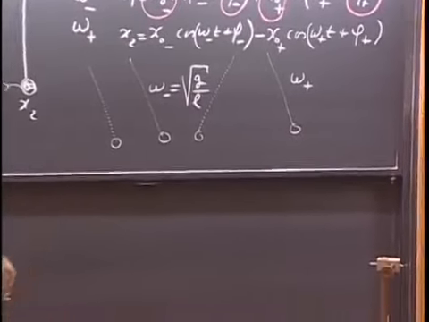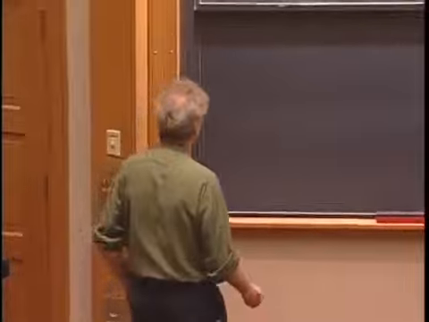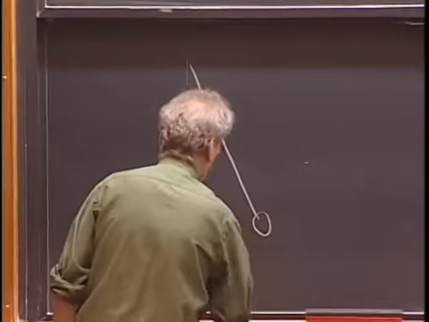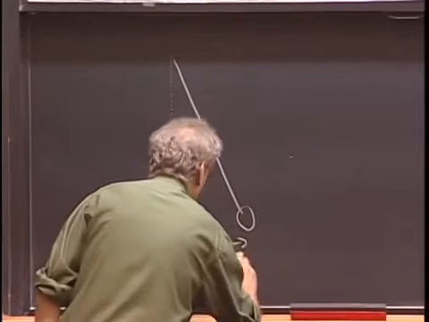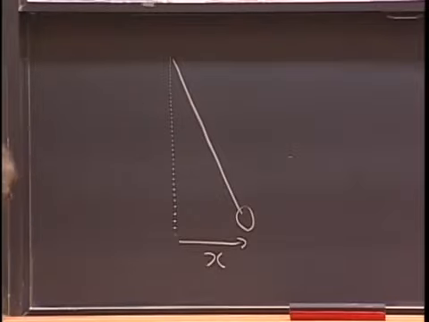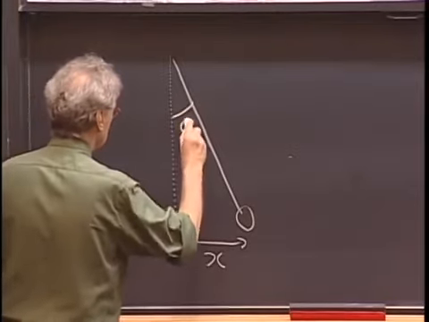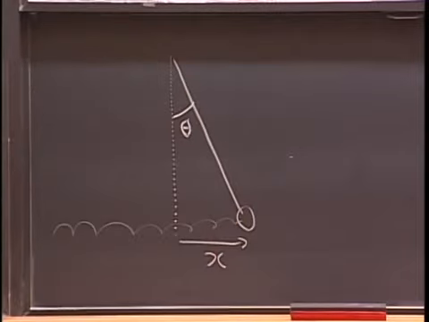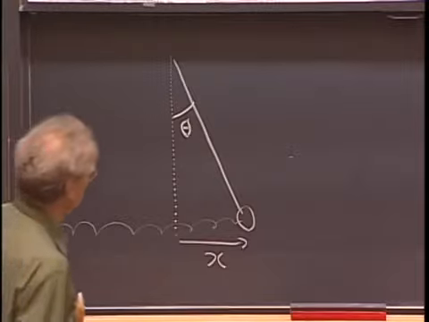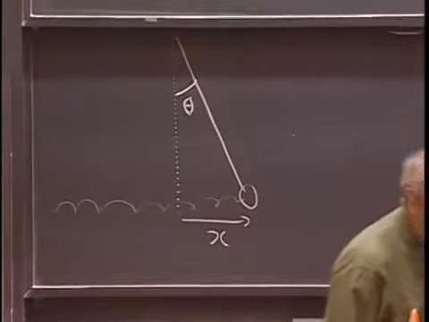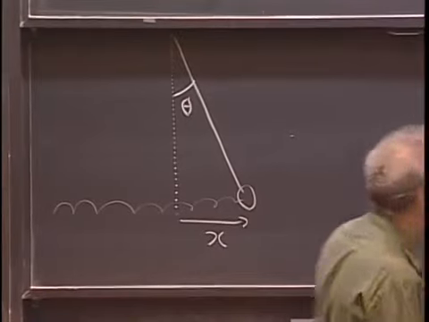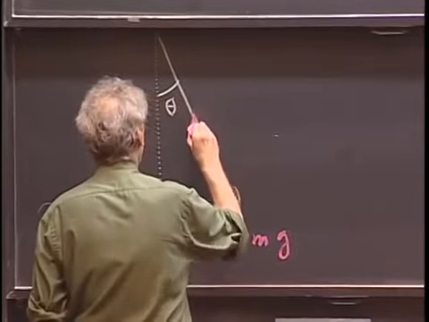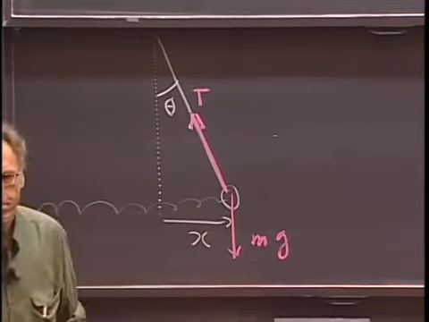And I will only make a drawing of one of those pendulums. I don't need them both. So here is one of those pendulums. And let this separation, this distance be x from equilibrium. And I call this angle theta. And so here is that spring. And the other one is on the other side. Let's put in all the forces that we can think of. So there's gravity, mg. There is tension, T. But there's more.